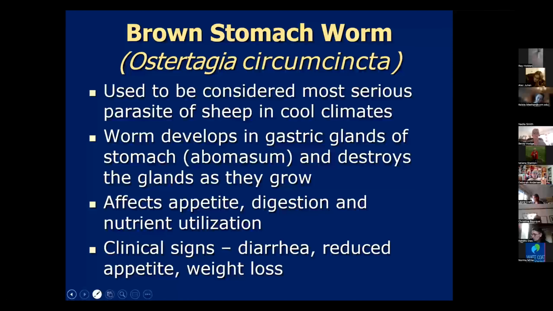So let's talk about the brown stomach worm. This used to be considered the most serious parasite of sheep and goats in cool climates. The worm develops in the gastric glands of the stomach, the abomasum again, and destroys the glands as they grow. And so that means they're not going to be able to utilize all their nutrients. Their digestion is going to be messed up. It affects their appetite, and they do have diarrhea.